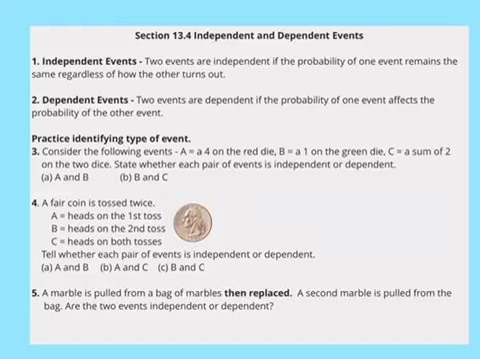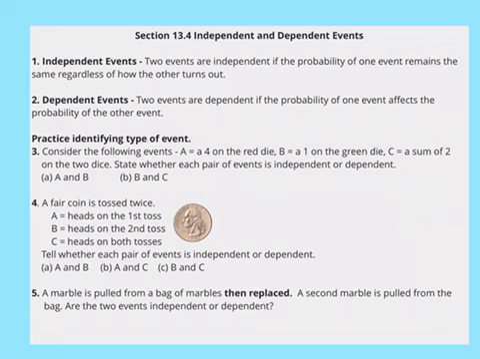So in section 13.4, we're going to look at independent and dependent events. An independent event is when we're looking at two different events and the probability of one event remains the same regardless of how the other event turns out. So the results or outcomes of one event are not going to have any effect on the second event. So independent events are two events where they're not going to have effect on one another.